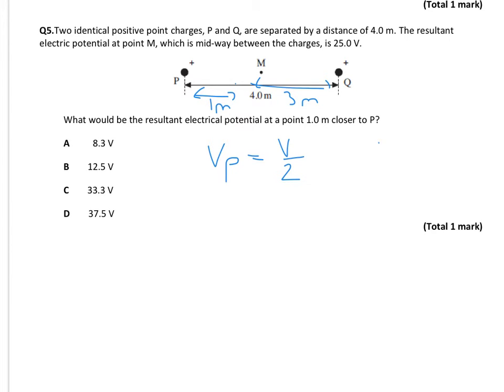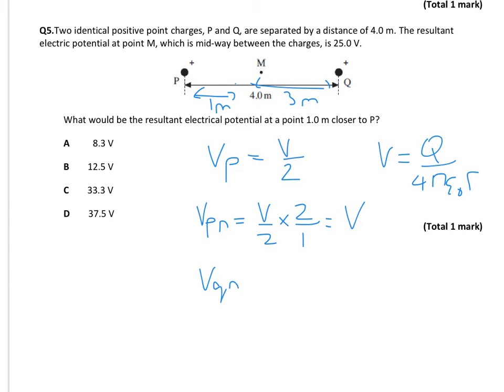But remember, potential is Q over 4 pi epsilon naught r. So we've got an inverse proportional relationship with r. So the new potential is going to be the old potential times the old r divided by the new one, which is going to give you V.